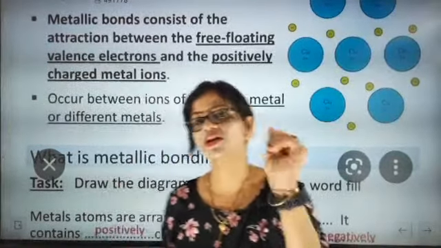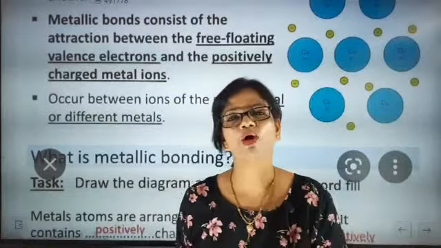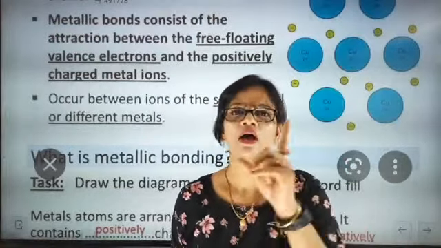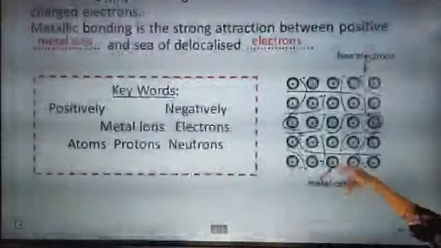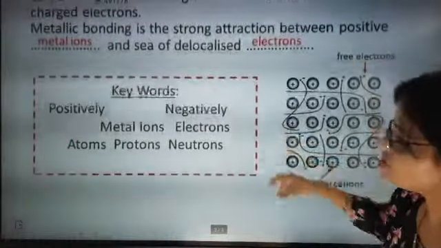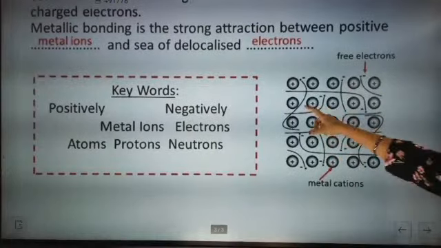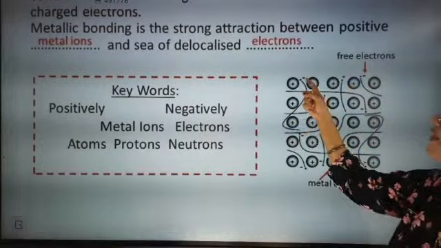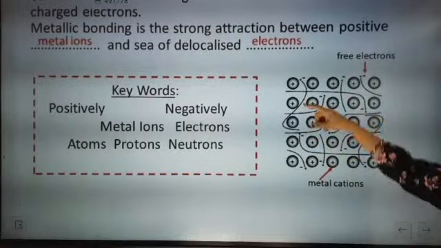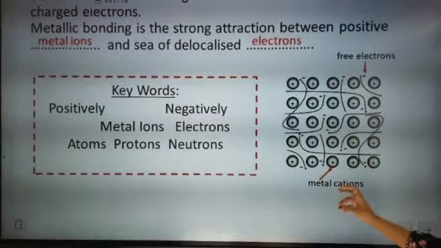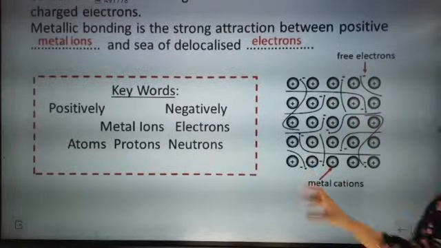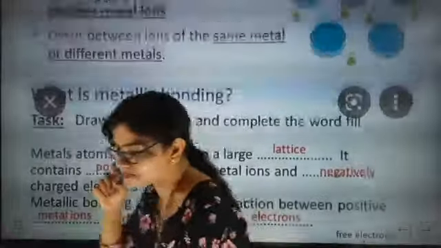I hope my children understood the difference between metallic bond, covalent bond, ionic bond and van der Waals. Van der Waals is for whom? Van der Waals is for monoatomic atoms, noble gases. You see here the positive ions and the free mobile valence electrons. So the metal cations and free electrons are what hold them together.